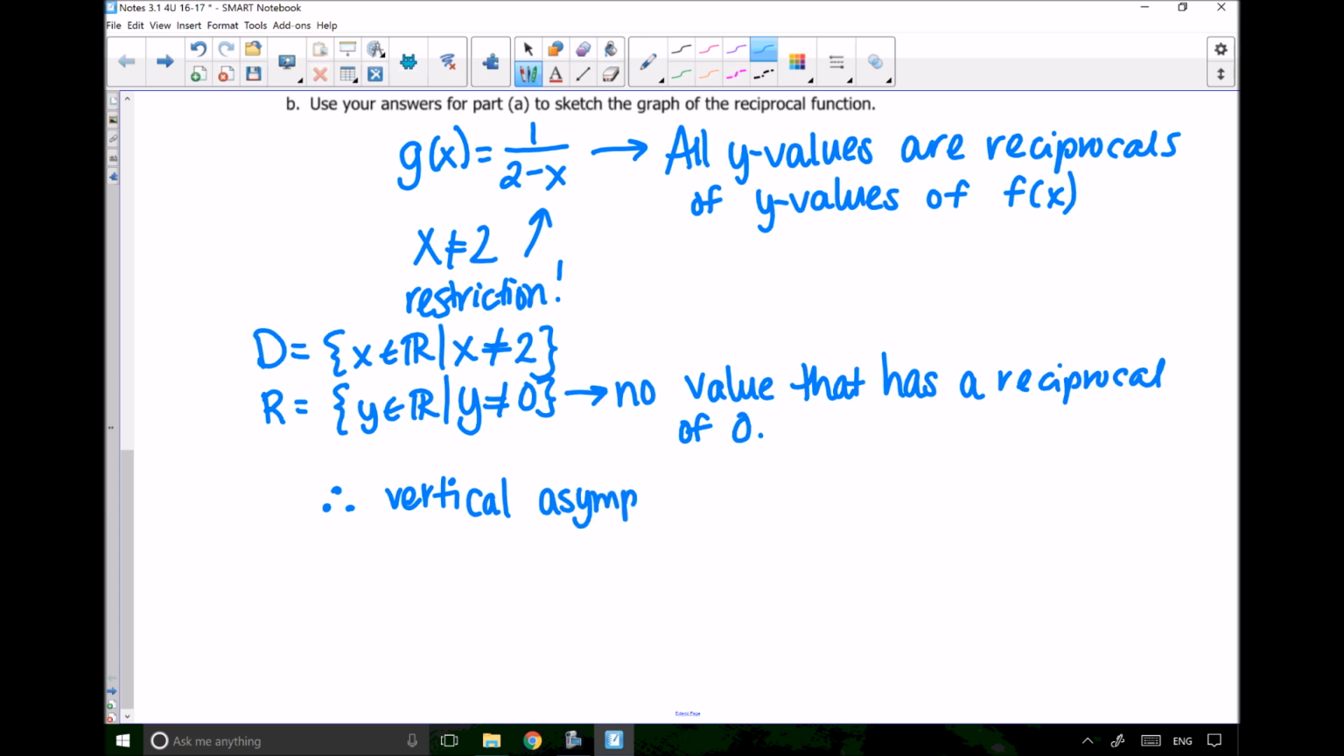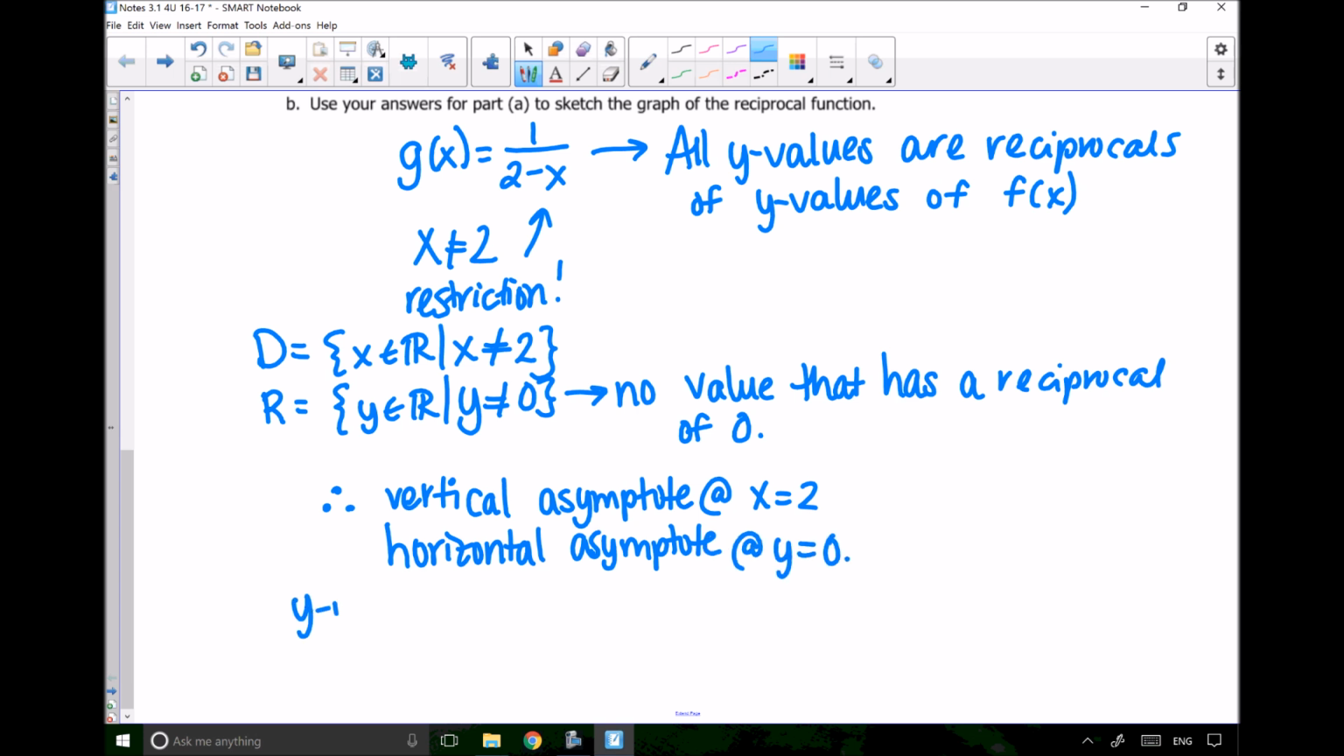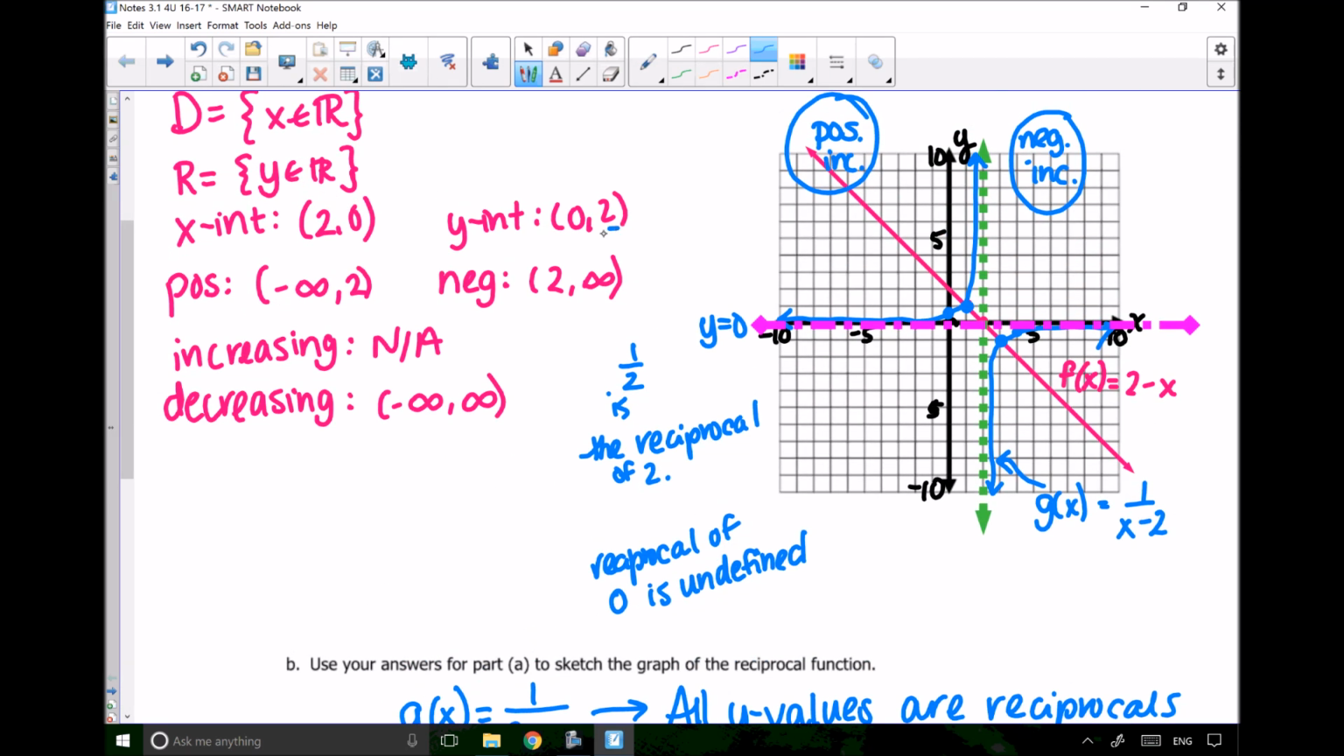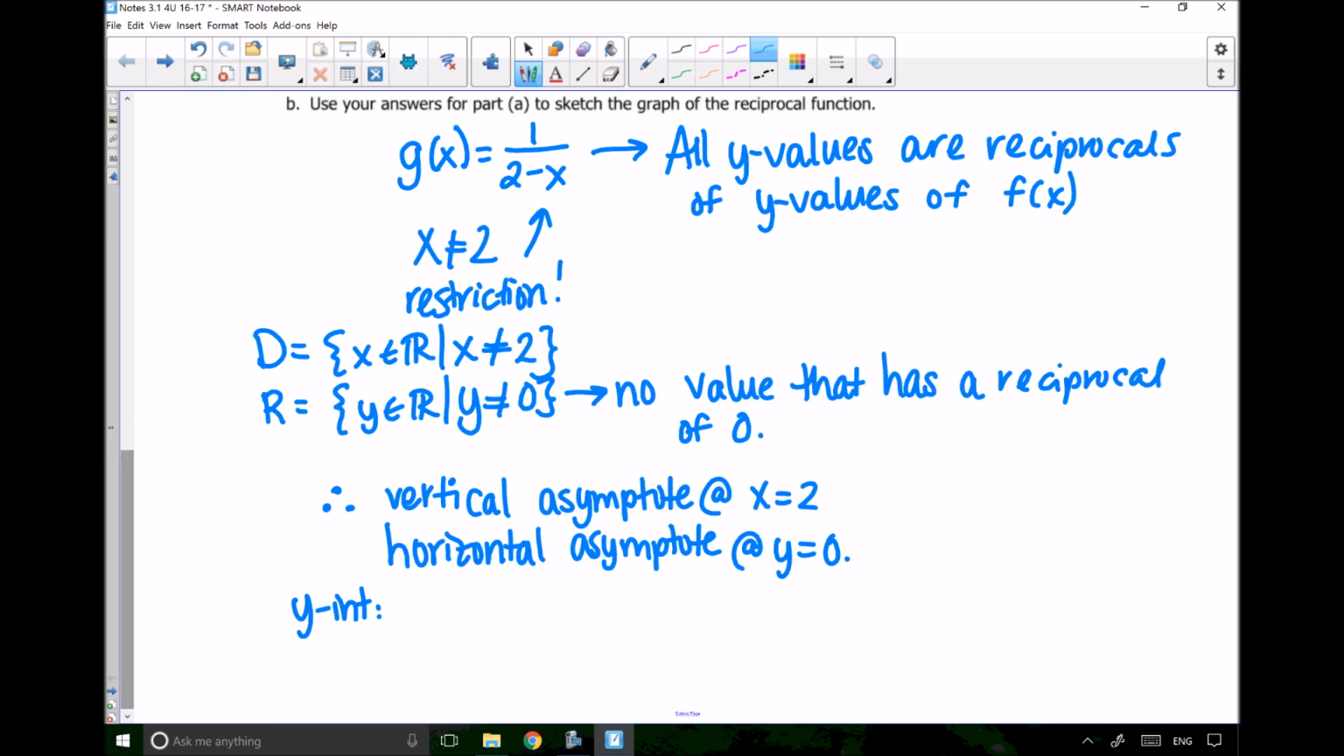at x equals 2, and we have a horizontal asymptote at y equals 0. Okay, we know that our y-intercept is going to be the reciprocal of our original y-intercept. So if this was 2, then our y-intercept was at 1/2, which we already included in our graph. So it's (0, 1/2). There's no x-intercept because it won't touch the x-axis.